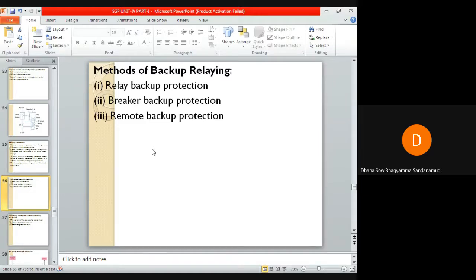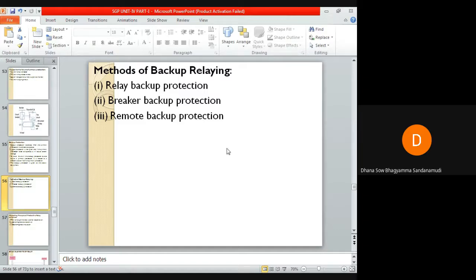Both the primary relay and backup relay are not connected to the same circuit breaker. In this case, the primary relay will be connected to one circuit breaker, and the backup relay will be connected to some other circuit breaker. If the primary relay fails to operate its circuit breaker, the backup relay will operate its circuit breaker. Since both these circuit breakers are in the same zone, they will be able to protect whatever equipment is there in that particular zone.